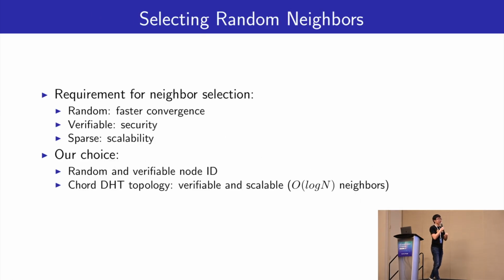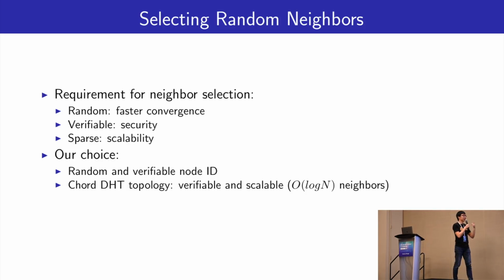So one important thing in the algorithm is how to select the random neighbors. The neighbors should be randomly chosen to make the convergence faster. Also, the choice of neighbors should be verifiable, in order for a malicious node to not be able to select other honest nodes or exclude them. And we also want the topology to be sparse, so that each node has a relatively small number of neighbors, in order to make the network scalable.